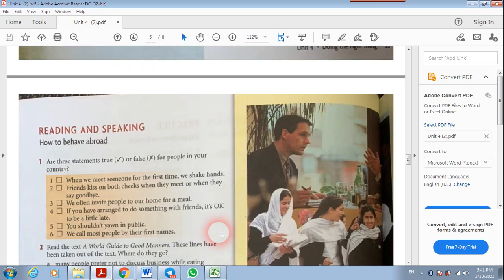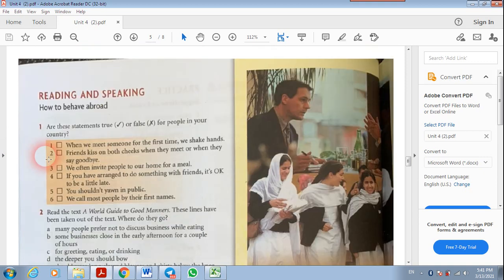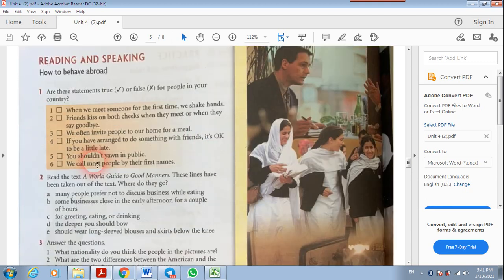Before the passage, in the page preceding this page, we will find the exercises related to the passage. We have reading and speaking, how to behave abroad, how you should behave when you are outside your country. And number one, are these statements true or false for people in your country? This is in general.